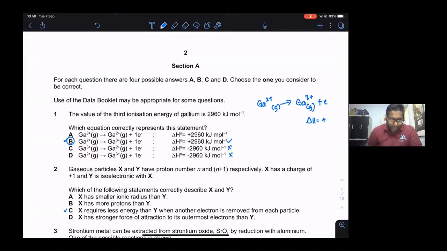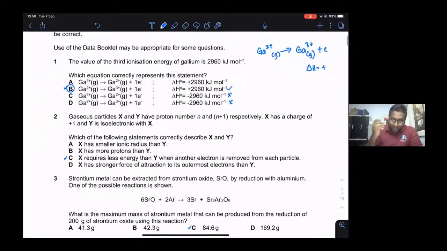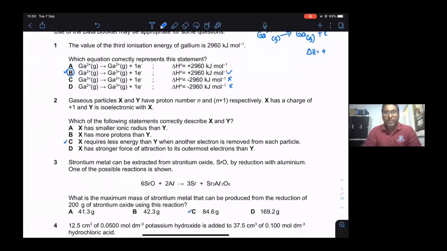Now, number two: gaseous particles X and Y have proton numbers N and N plus 1 respectively. X has a charge of plus 1, and Y is isoelectronic with X. So what does isoelectronic mean? It means they have the same number of electrons. Y has the same number of electrons as X. So I'll just put X and Y, with proton numbers N and N plus 1, and X has a charge of plus 1.